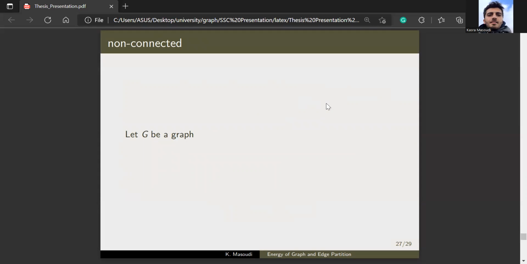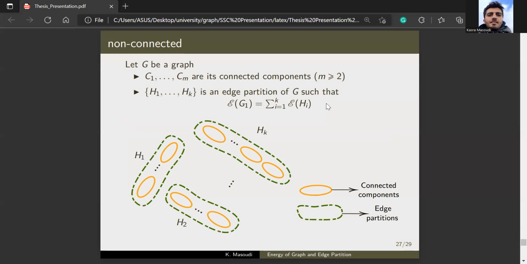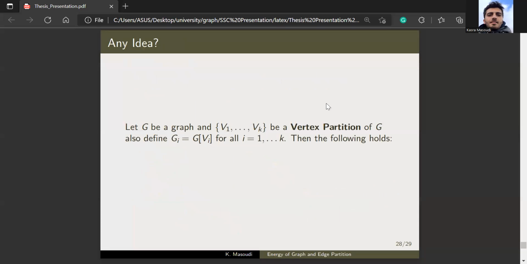And what if G is non-connected? It is easy to see that, let G be a graph and C1 to Cm are its connected components. And we have H1 to Hk is an H partition of G such that energy of G is equal to the summation of energy of Hi. It is easy to see that for i between 1 to k, Hi is a union of some connected components.